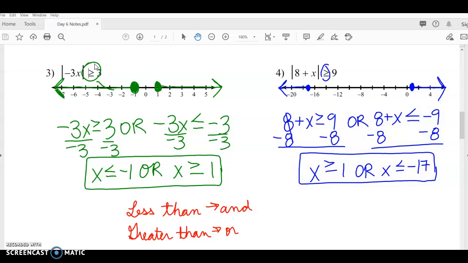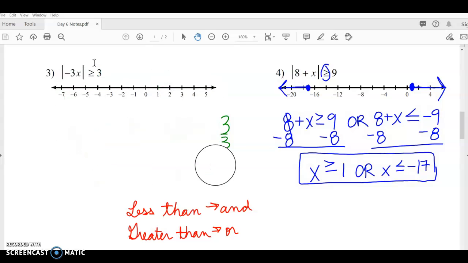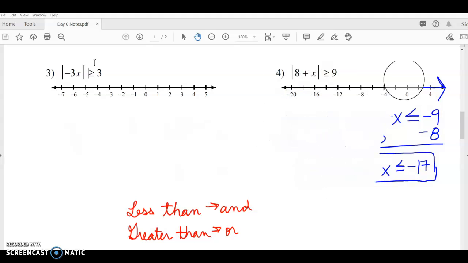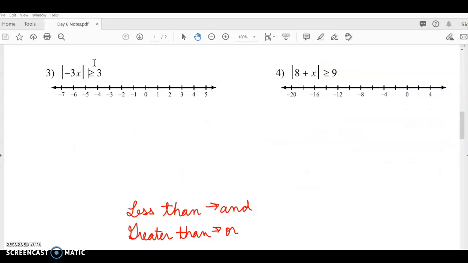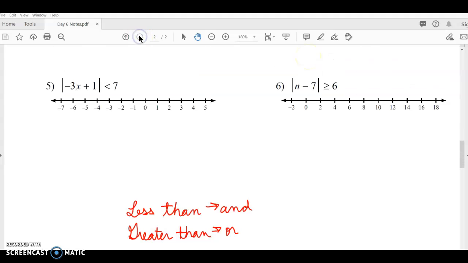So less than and, greater than or. It happens for all of these compound inequalities that are made from absolute value inequalities.